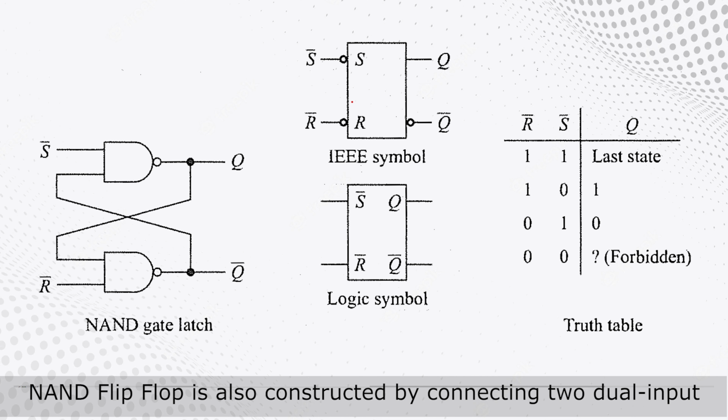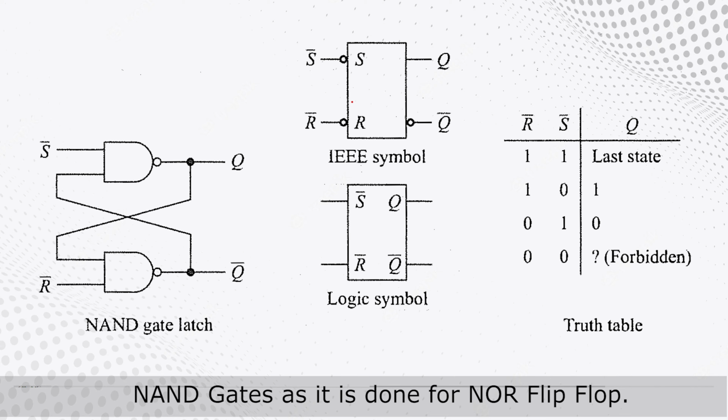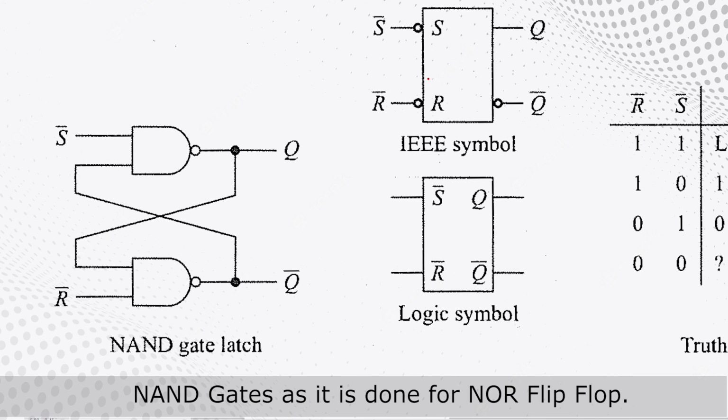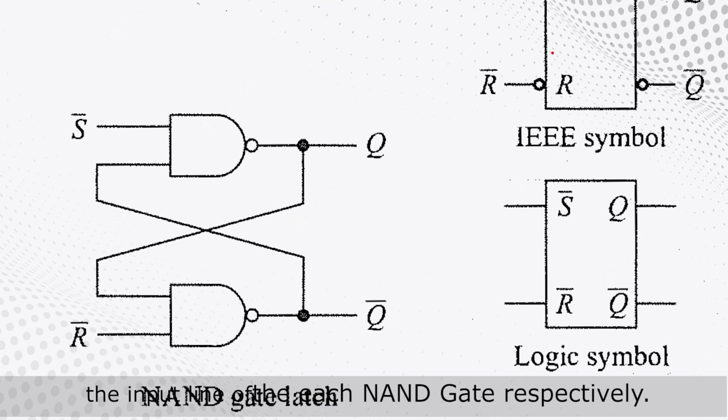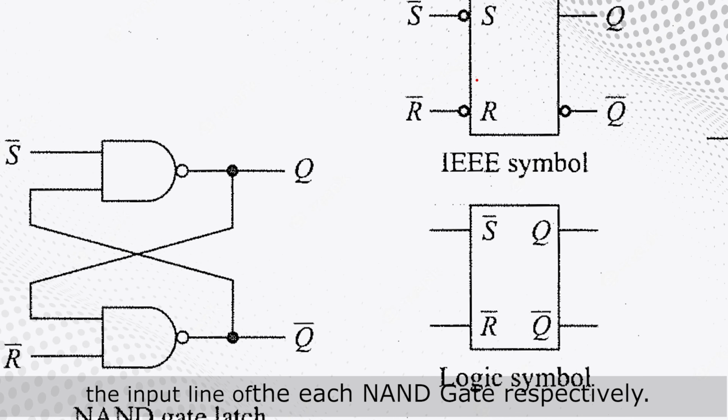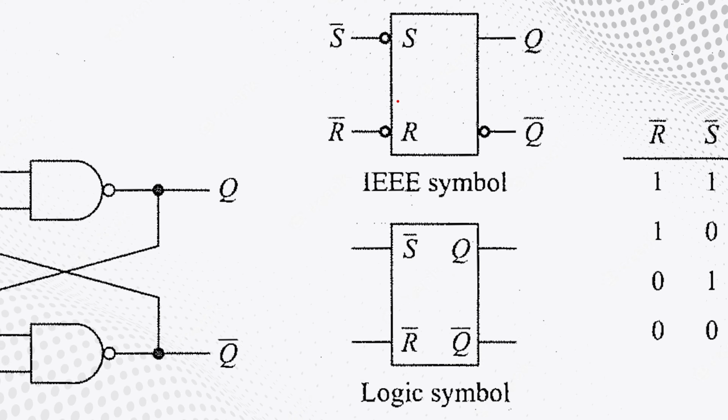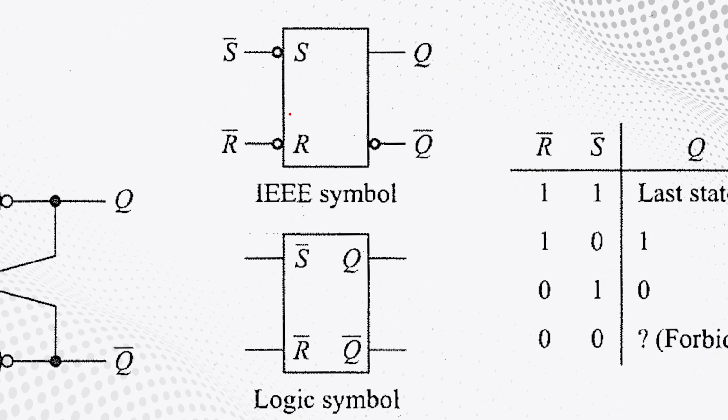NAND flip-flops utilize the principle of negative logic for its functioning. NAND flip-flop is also constructed by connecting two dual input NAND gates as it is done for NOR flip-flop. The control input lines R bar and S bar are applied to the input line of each NAND gate respectively. NAND flip-flop produces two complementary outputs, namely Q and Q bar.